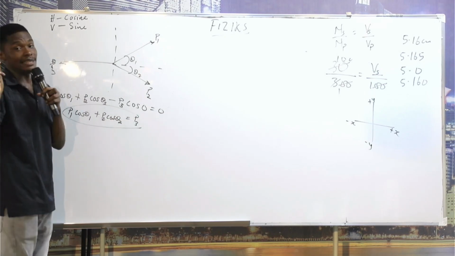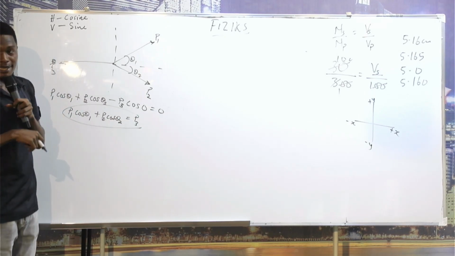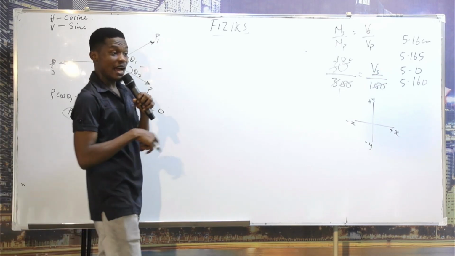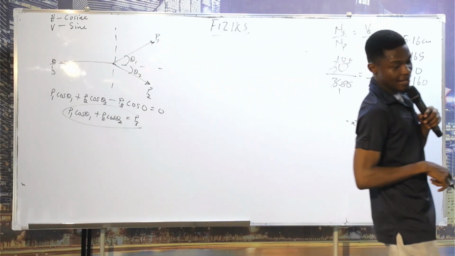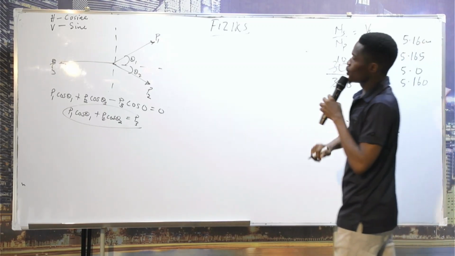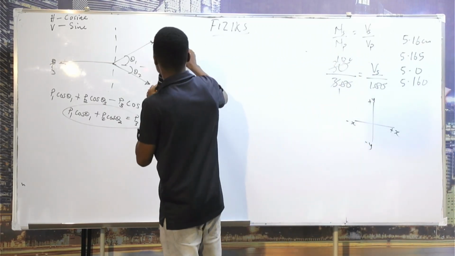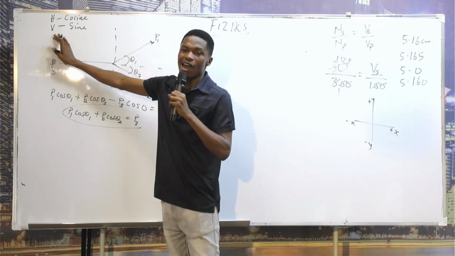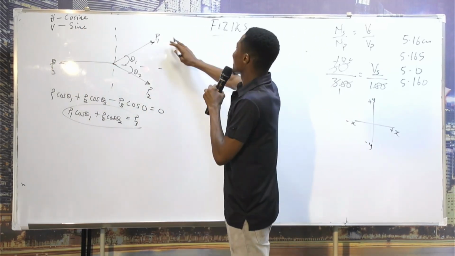Do we have something like that there? Check. Do you have something like that there? So we have this one, but we are not done yet. Now, let's also resolve to the vertical. So for vertical, what do we use? Sine. So I start with P1 again.